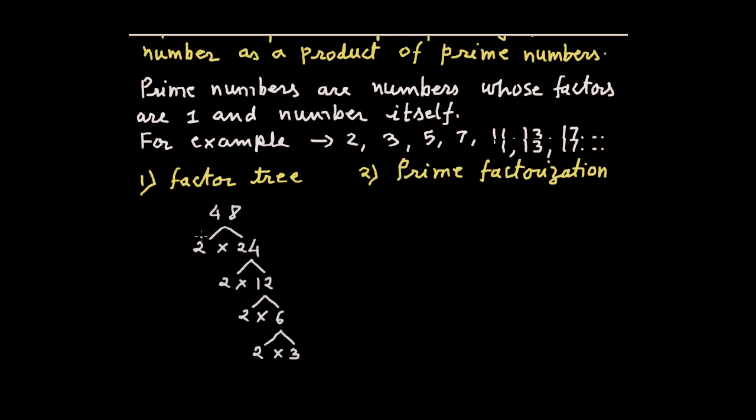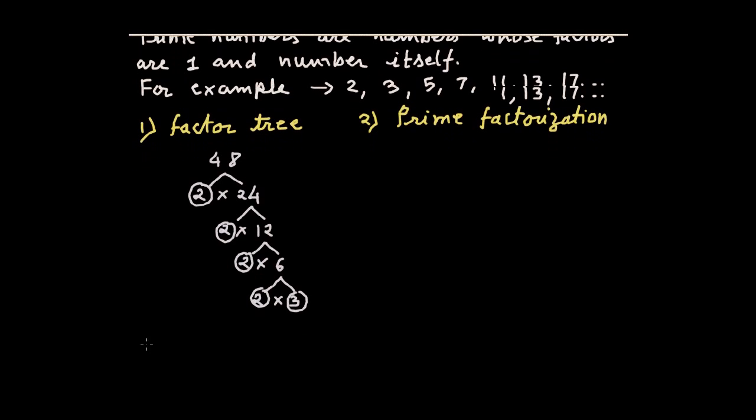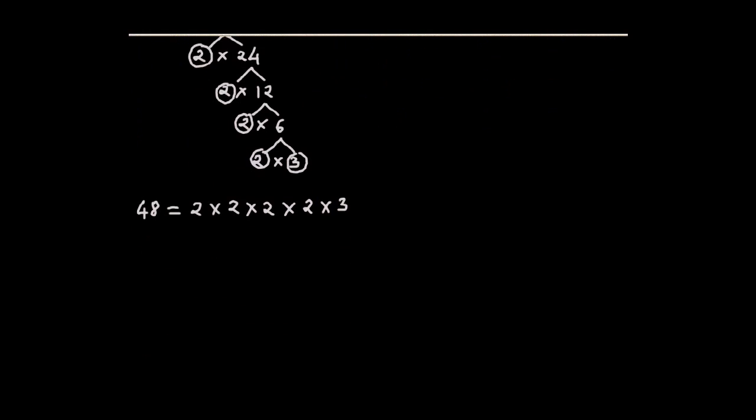Now all these are prime numbers. I'll circle all the prime numbers. So the factors of 48 are 2 times 2 times 2 times 2 times 3. Now let me take another example.